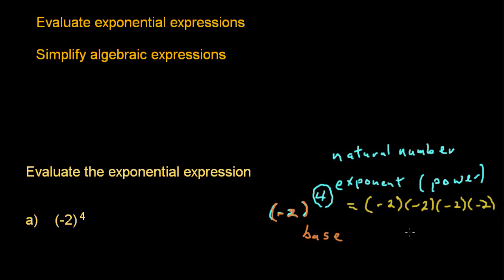And so what is the product of those 4 numbers? Well, 2 times 2 is 4, times 2 is 8, times 2 is 16, and we have an even number of negative numbers, and if you remember from a previous lesson, that gives us a positive 16. So -2 raised to the 4th power is positive 16.